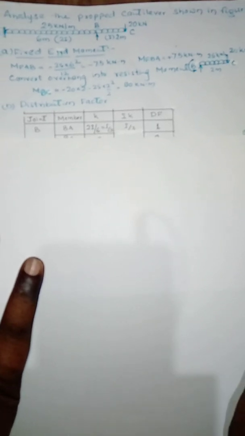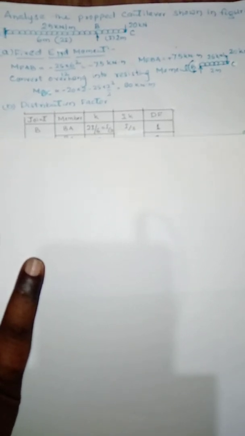At C it is subjected to a point load of 20 kilonewton. A to C it is subjected to a load of 25 kilonewton per running meter, and the moment of inertia of AB is 2I, and the moment of inertia of BC, that is the overhanged portion, is I, with length 2 meter.